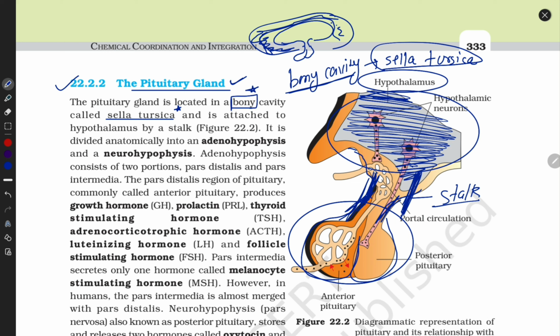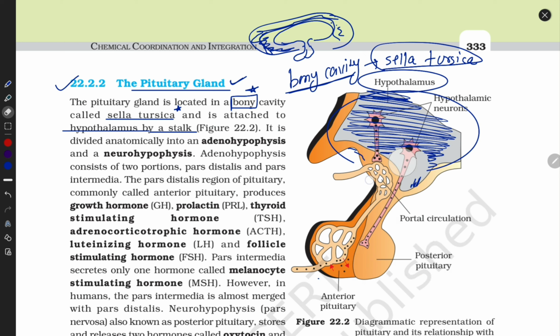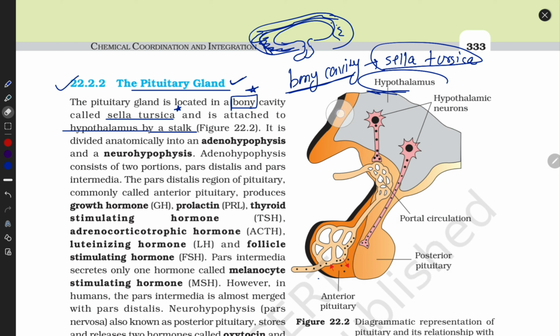This is another important term. And the pituitary gland is attached to the hypothalamus by a stalk. Alright, this is the introduction about the pituitary and where it is located. Now let's go into depth. The pituitary gland is divided into two parts. The first part is called the adenohypophysis.